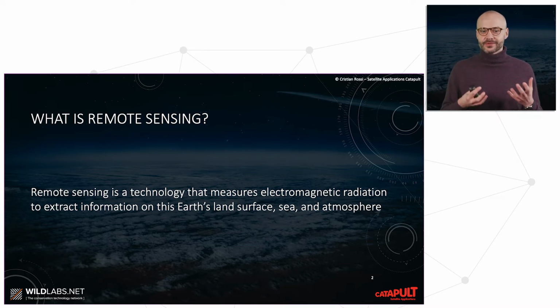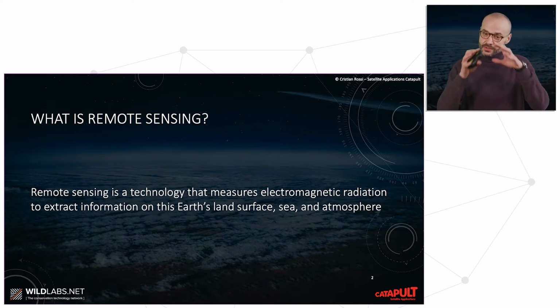To extract information. So at the end of the day, what we want to have is information on what's happening on Earth, on the surface, sea, and also the atmosphere. That's why we call it Earth observation. Remote sensing is a more general term, and Earth observation is part of remote sensing.